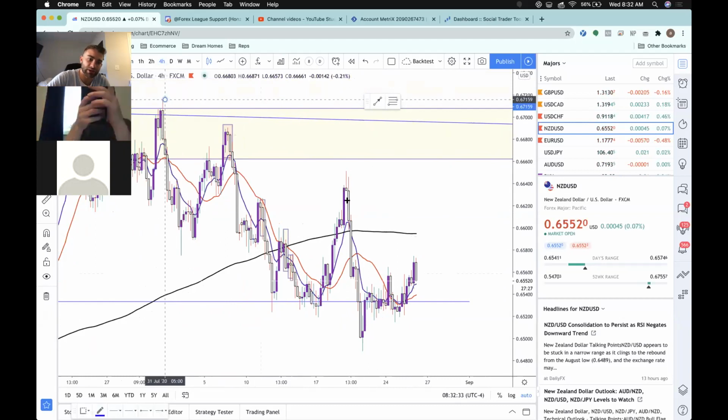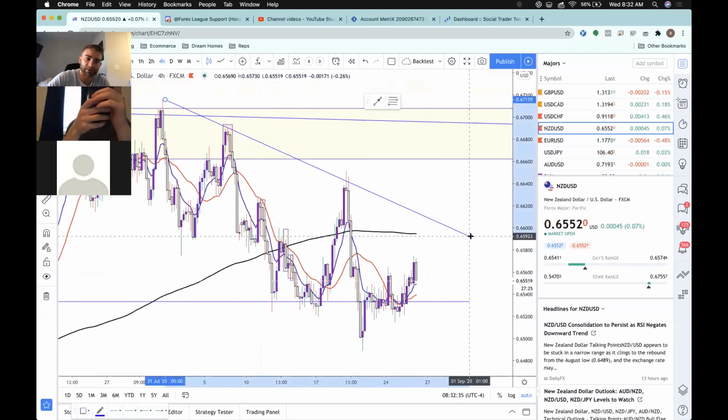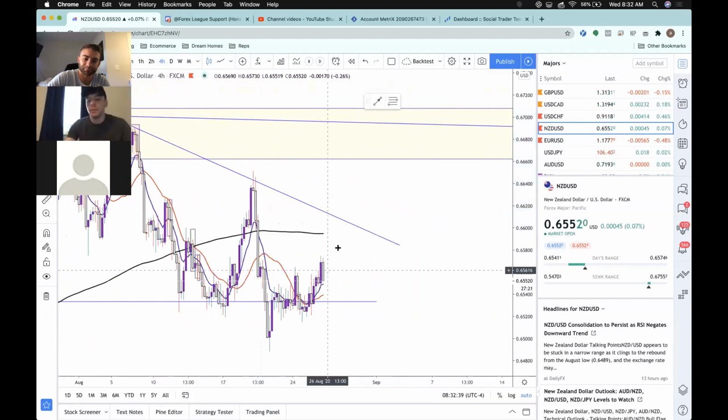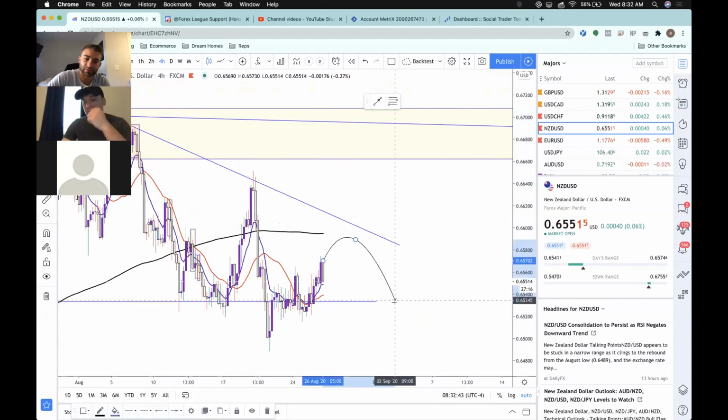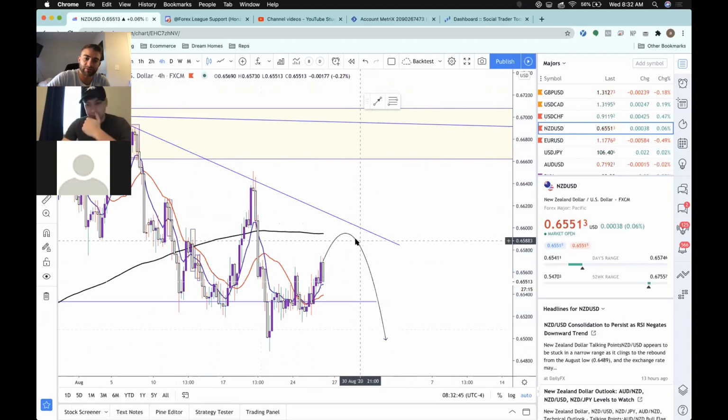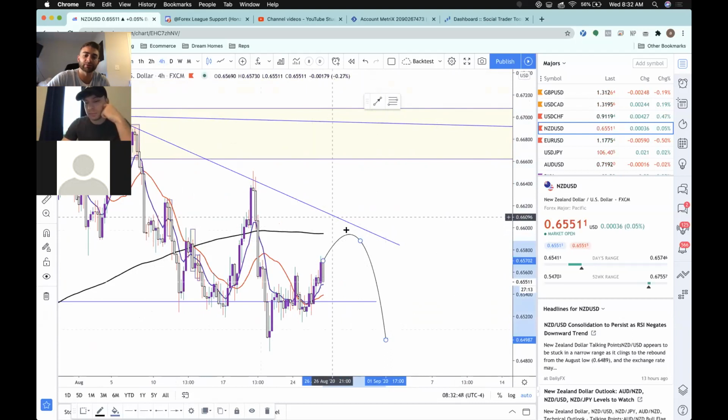Last time we saw this trend line get respected very well. So we could see this coming all the way up into this area before finding some rejection, all the way up into this area right here. Got the 200-day coming around too.